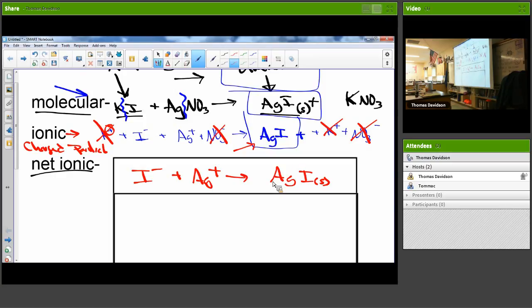Okay, are you all right with this? I hope that it's not bad, because if you think about it, the net ionic simplifies the heck out of it, doesn't it? It's the only thing that happened.